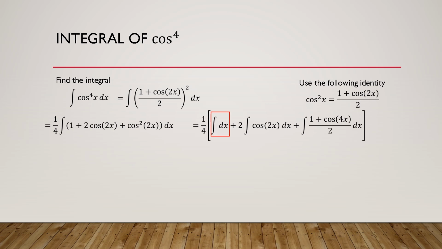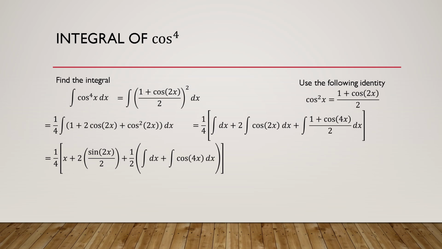The integral of dx is x. Using u substitution, 2 times the integral of cosine 2x dx is 2 times the quantity of sine 2x over 2. Next, let us separate the integral of 1 plus cosine 4x over 2 dx into 1/2 times the quantity of the integral of dx plus the integral of cosine 4x dx. This integral is 1/2 times the quantity of x plus sine 4x over 4.